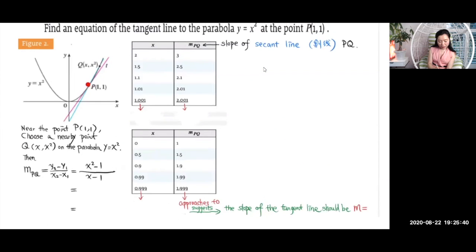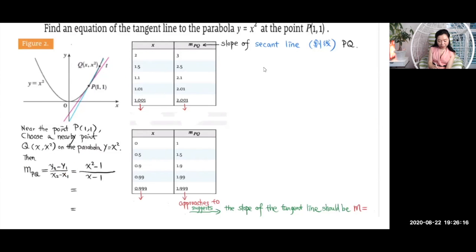Over here, we have this point P (1, 1), and we pick a nearby point Q on this parabola. Because the x coordinate is denoted by x, and this point is on the parabola, to satisfy the equation y equals x squared, the y coordinate will be x squared. So this is the coordinate for this point. Now, we can calculate the slope of this secant line PQ by using the slope formula.